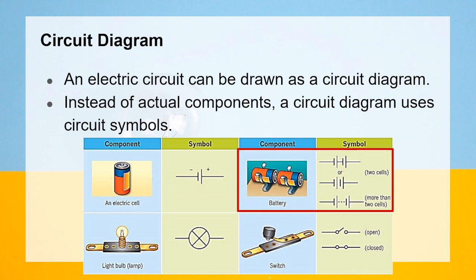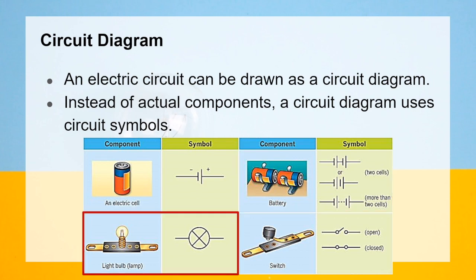If you have two batteries, you need to draw two sets of the long and short lines. If you are using more than two batteries, you can draw a dotted line in between the two sets of lines. To draw a light bulb, you need to draw a circle with a cross inside the circle.